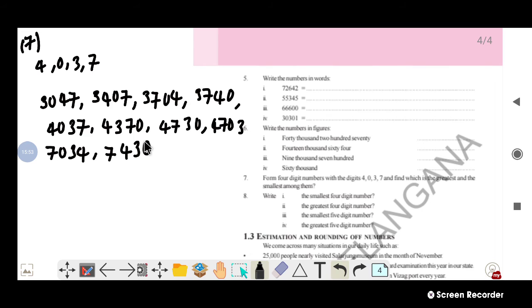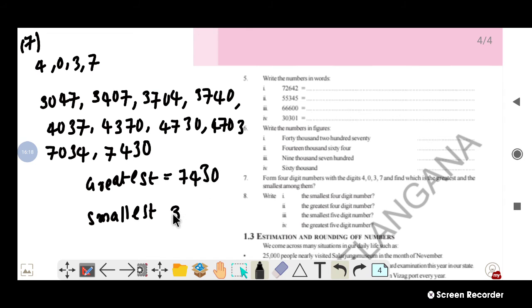So among these you can find out which is the biggest one, smallest one, greatest one. Now greatest and here the smallest. Which is the greatest of these numbers? Greatest number is 7430. What is the smallest number? 3047. That's it. This is the answer for this seventh question.